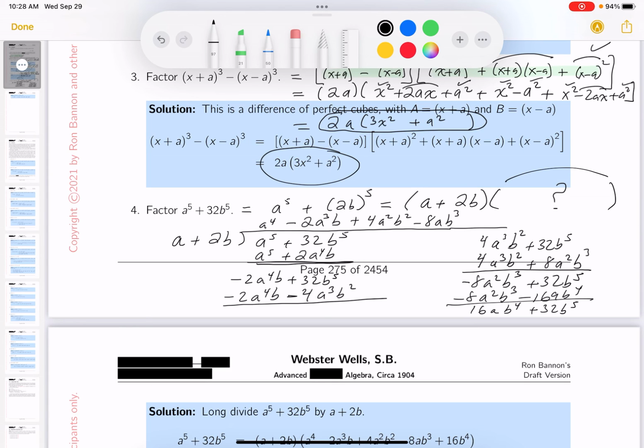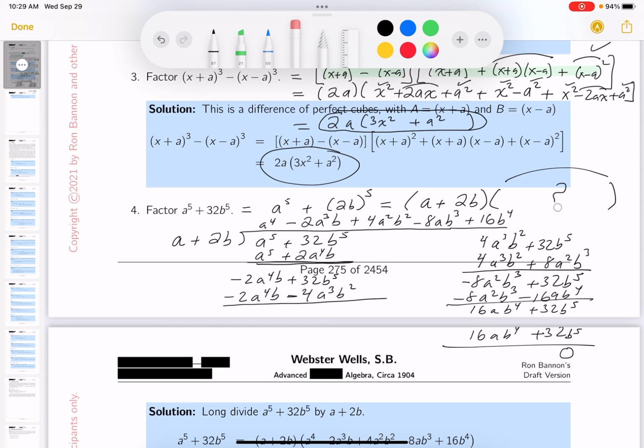Now, what times a would give you 16ab^4? It would be plus 16b^4. What do you get over there? 16ab^4 plus 32b^5. And lo and behold, we get exactly what we expected, we get a 0. So I found out, right? And what did I find out? I found out that other factor.